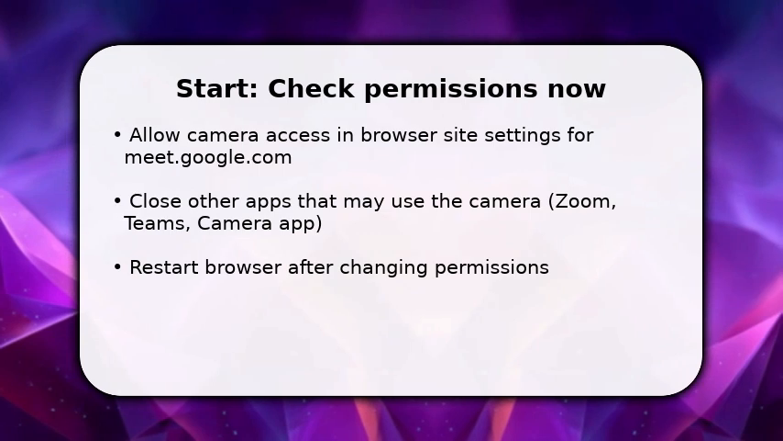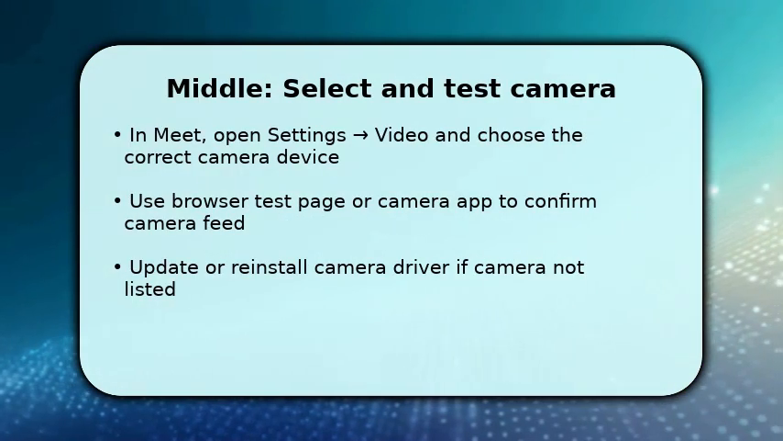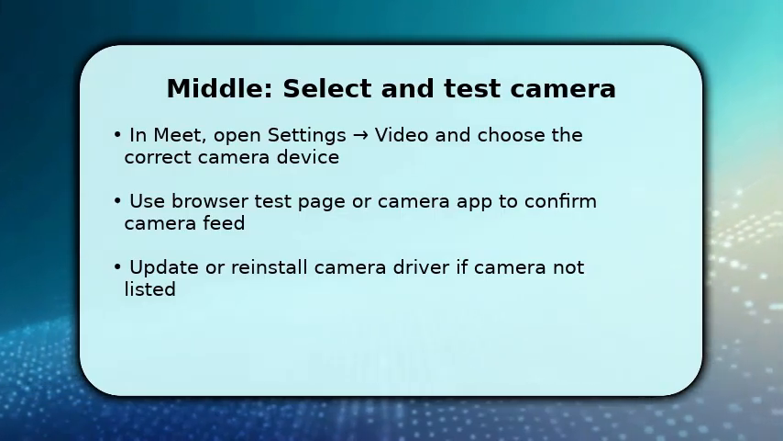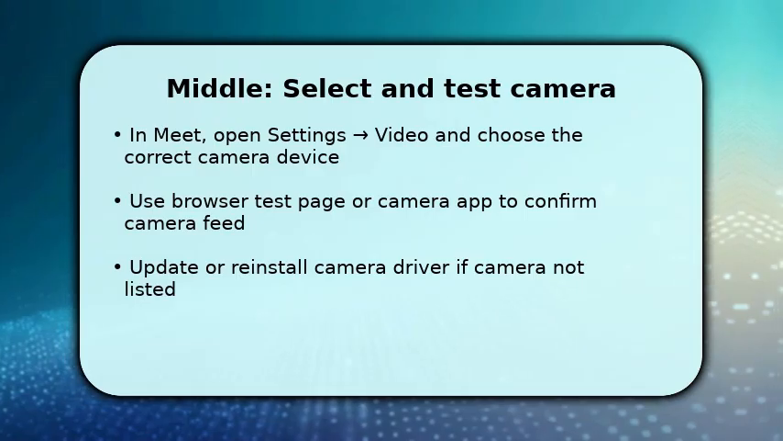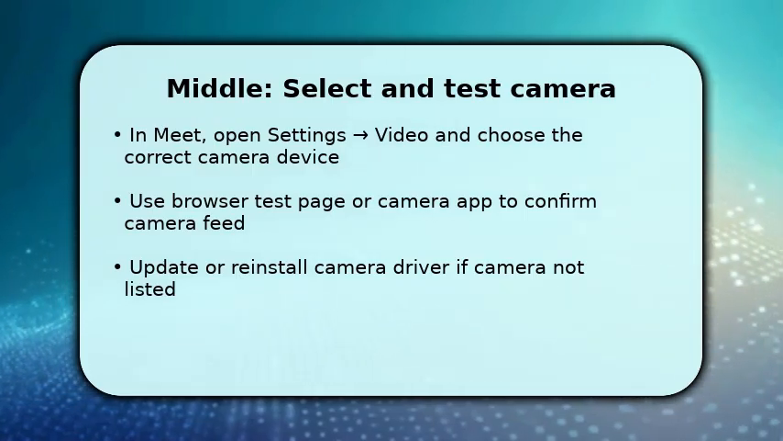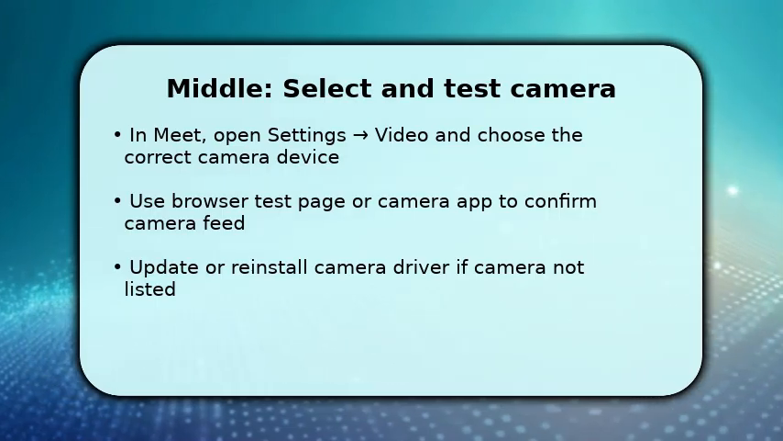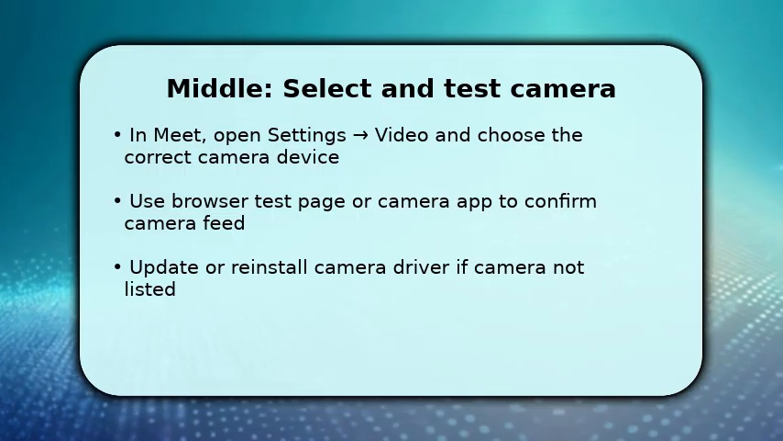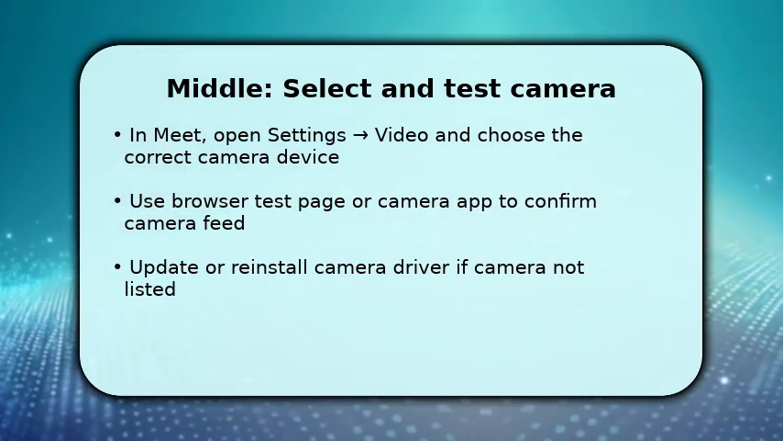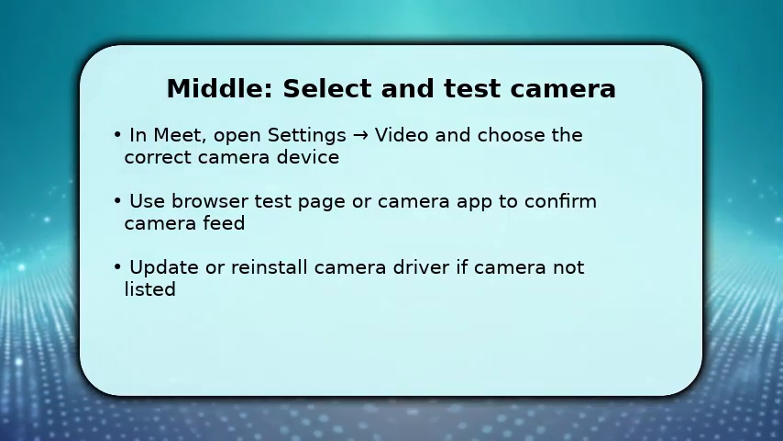Now you'll confirm Meet is using the right hardware. In Google Meet, click the three dots, choose Settings then Video, and pick the correct camera from the drop-down. External webcams sometimes appear as USB cameras. If you don't see a feed, test the camera in your operating system's camera app or a browser camera test page to isolate browser versus system. If the camera is missing, update or reinstall its driver. That often restores the device.